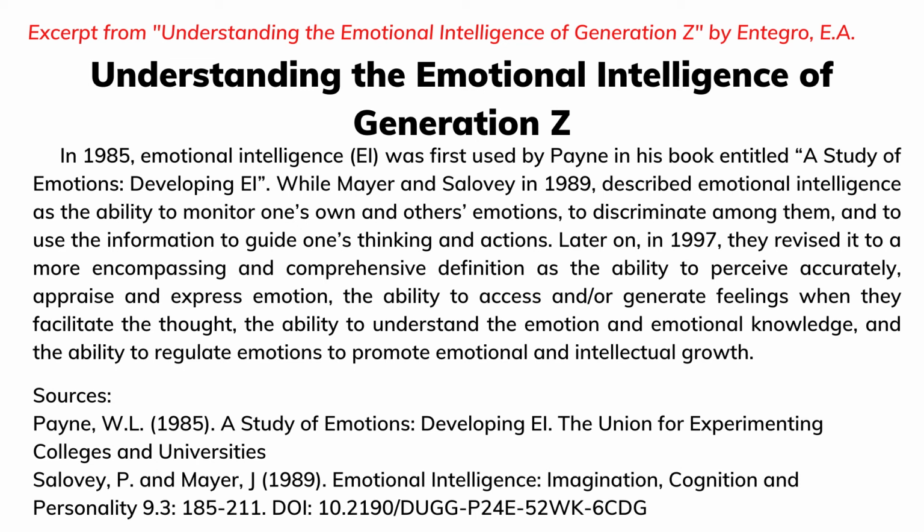Later on, in 1997, they revised it to a more encompassing and comprehensive definition as the ability to perceive accurately, appraise and express emotion, the ability to access and or generate feelings when they facilitate the thought, the ability to understand the emotion and emotional knowledge, and the ability to regulate emotions to promote emotional and intellectual growth. This one is my first paragraph in my paper, so it doesn't state yet the purpose of the study. But I decided to show this sample to you so you can see how I cite my sources.